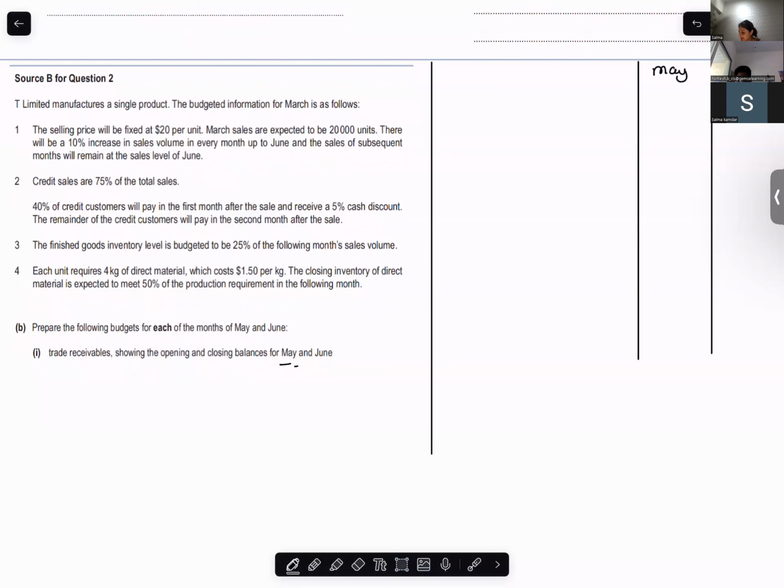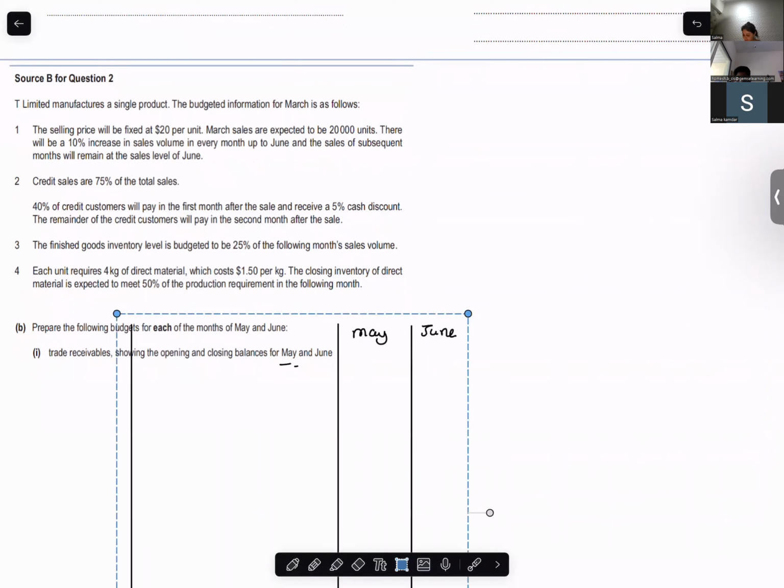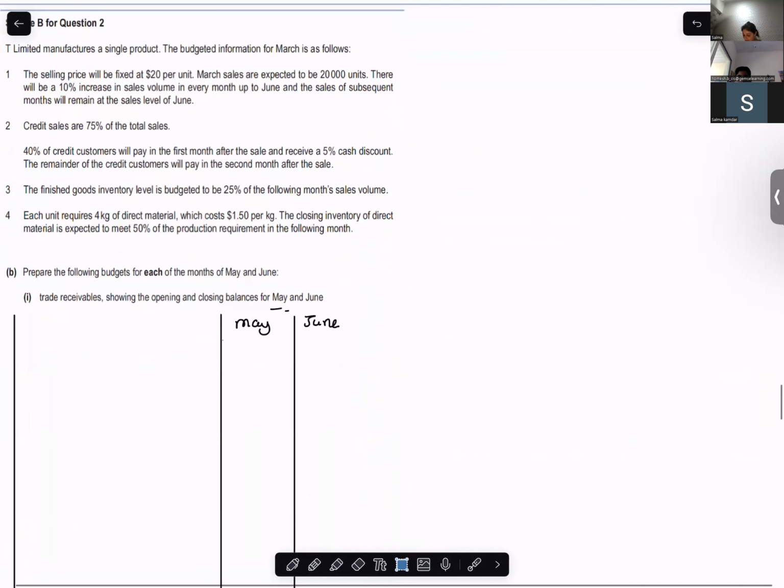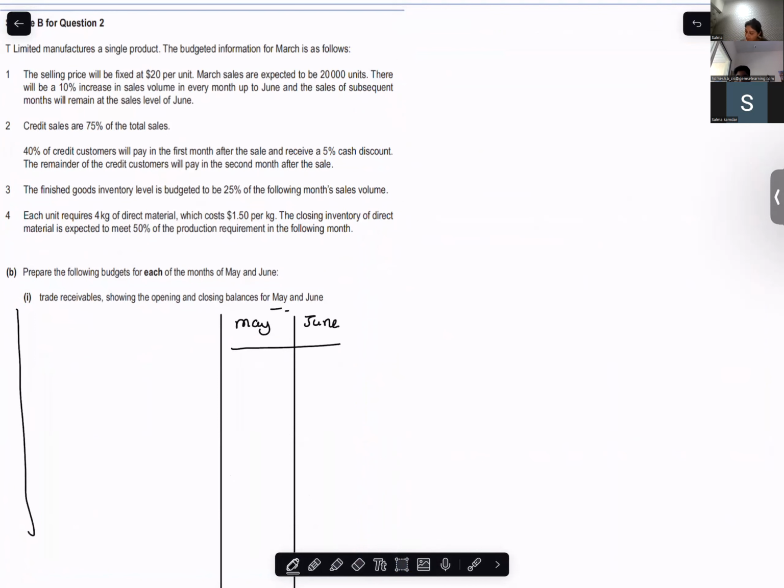Closing balance and the credit sales. Are you with me? Yes. So this should definitely be there, so I will write it. This will help me understand what I am supposed to find out. So I will write opening balance and the credit sales. I will write balance brought down and I will write credit sales.